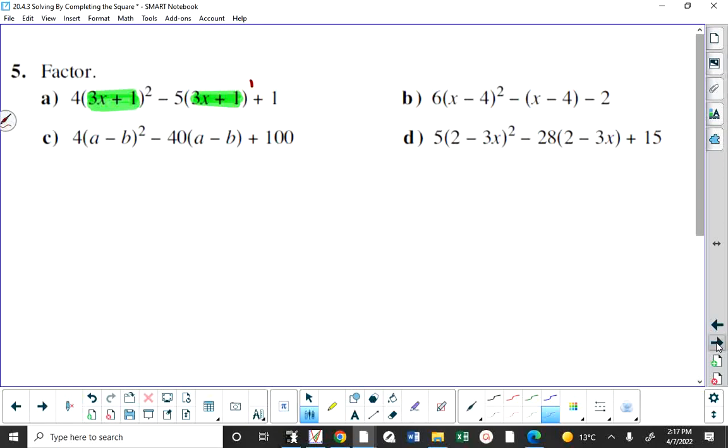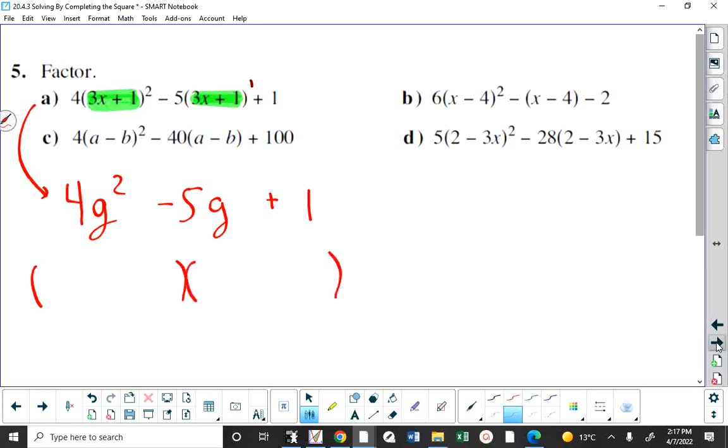So if we want to factor this, then let's replace that green thing with G. G for green. Okay? It doesn't matter what that green thing is. This quadratic expression is 4 times a thing squared minus 5 times a thing plus 1. So this is factorable. We're going to talk a lot over the coming days about that whole b squared minus 4ac thing. But everybody, we don't need to do b squared minus 4ac here. I'm telling you this is factorable.